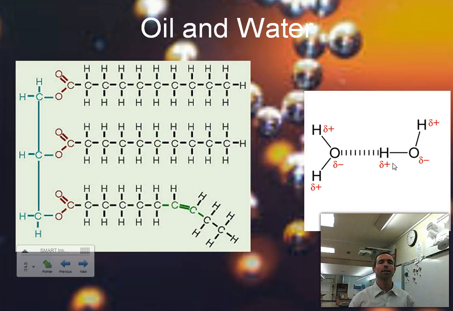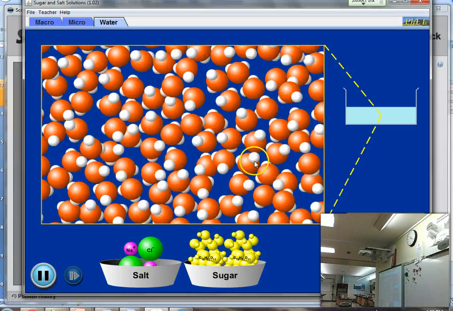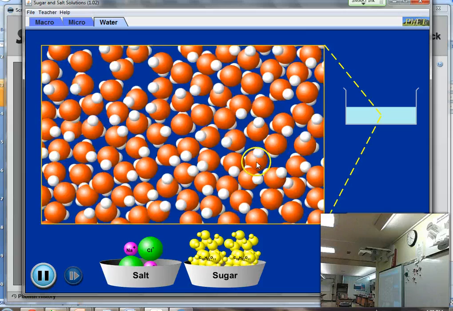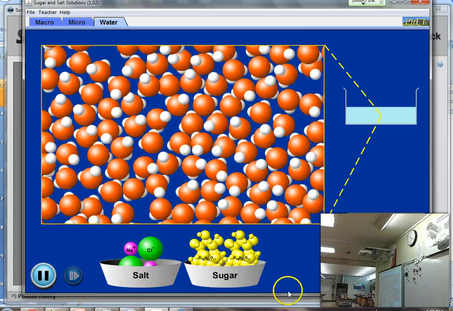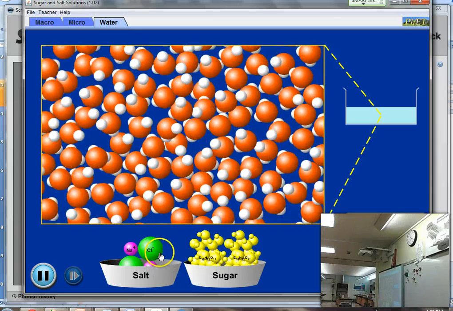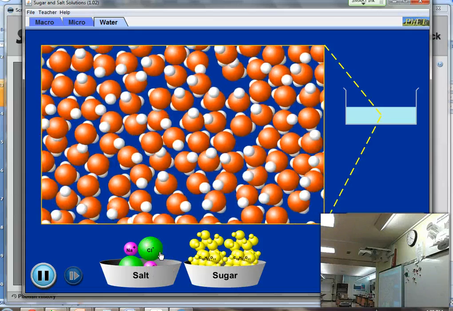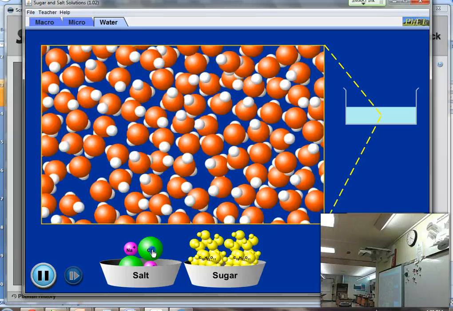Now, I'd like to show you the dissolving process using our PhET simulation from the University of Colorado Boulder. That really just shows you in some good detail, and you're welcome to look at that more on the internet, free of charge, thanks to them. Here we are looking at water, which is my solvent, and then I have two solutes, salt and sugar. Remember, the solute is the thing that gets dissolved, the solvent is the thing that does the dissolving.